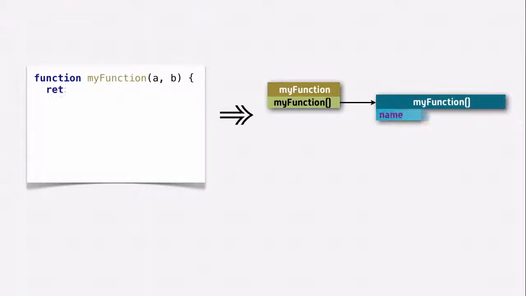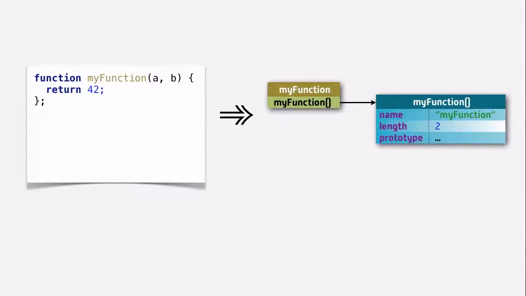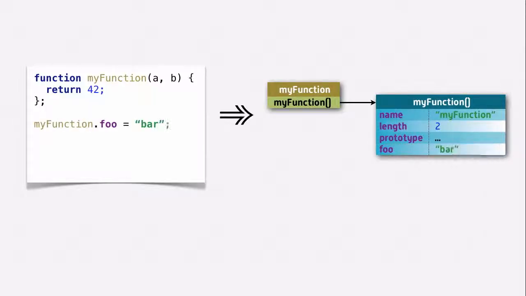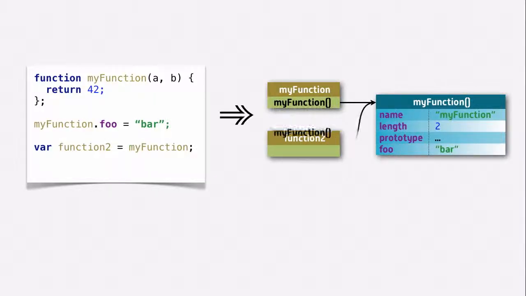I mentioned earlier that functions are just regular kinds of objects, and that's true. When you define a function, JavaScript creates an object for you that has three properties already defined. The name, which is the name of the function, the length, which is the number of arguments, and a prototype, which I'll explain later. Because functions are just regular objects, you can do everything with them that you would do with a normal object. You can assign properties to them, you can assign them to different variables, and when you do, they're passed by reference.